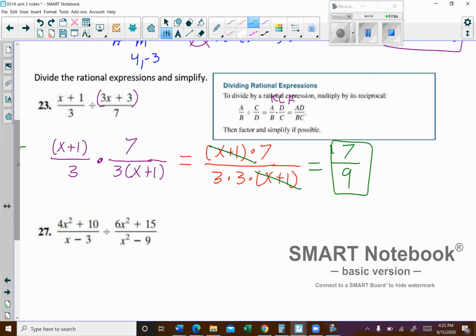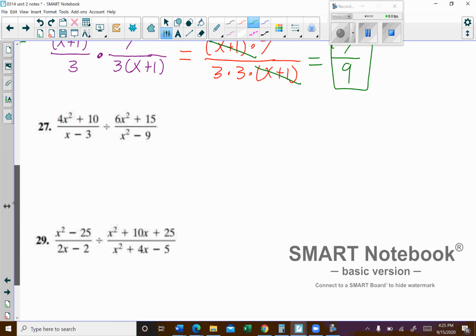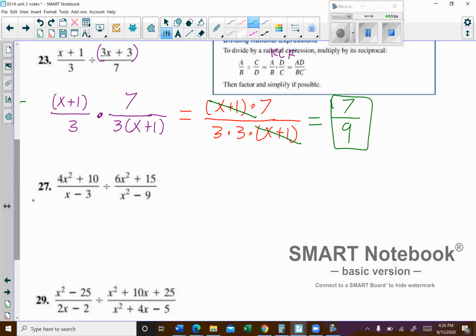All right, let's see. I only got 2 left. So looking at 27, this is going to have to do a little bit more factoring than that previous one. Okay, so we're going to keep this first one. If you notice, between 4x squared and plus 10, I can pull out a 2. So I'm going to pull out a 2, and that'll leave me with 2x squared plus 5 all over x minus 3.